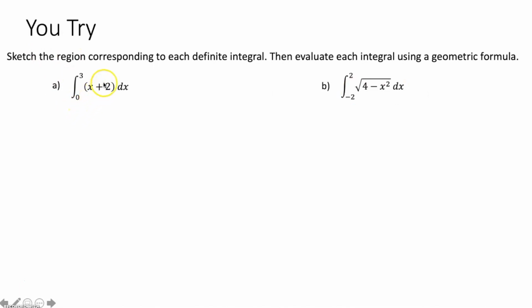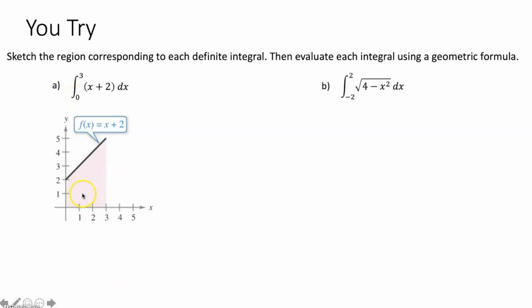Okay, doing the same thing here. First thing we do is sketch our given function in here. Our given function is y is equal to x plus 2. We have the equation of a line with a slope of 1 and a y-intercept of 2. We are then going to shade the region under that line between x is equal to 1 and x is equal to 3, and we get something that looks like this.